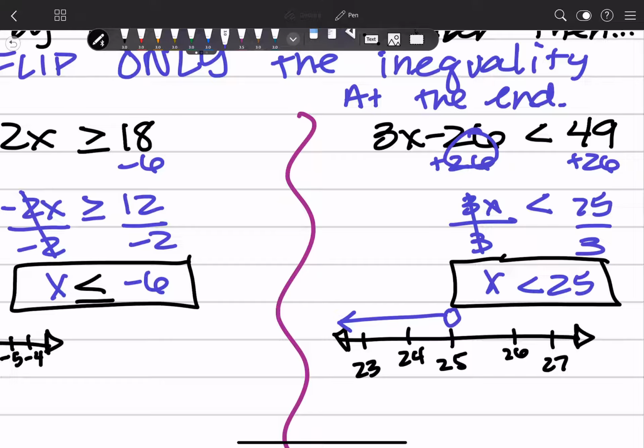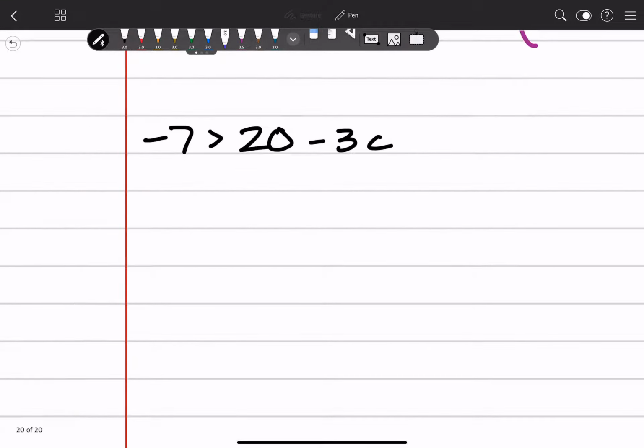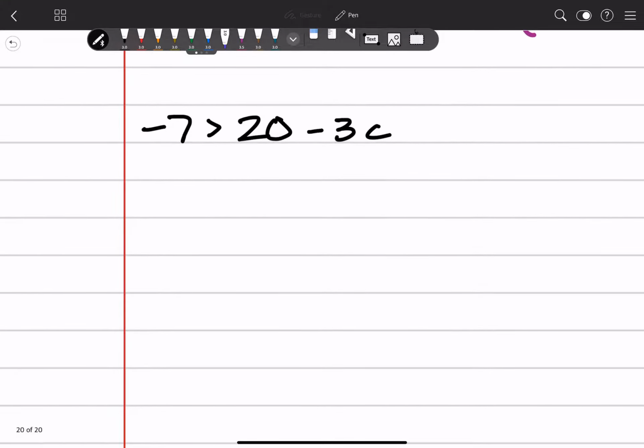Now, there is one more problem, and this is your mega problem to see if you can really do it. You have -7 is greater than 20 minus 3c. We can do this, guys. We're going to solve like normal. So we're going to subtract the 20 first from both sides. So we can zero this out. And we get -27 is greater than -3c.